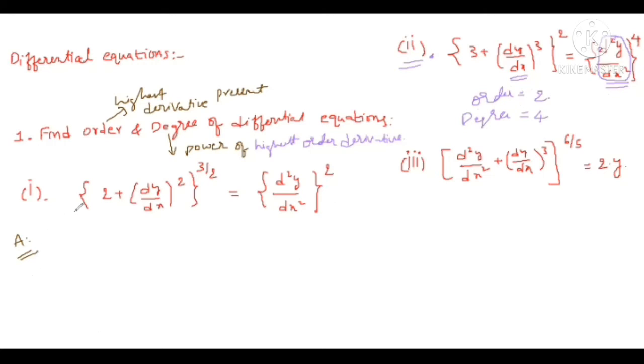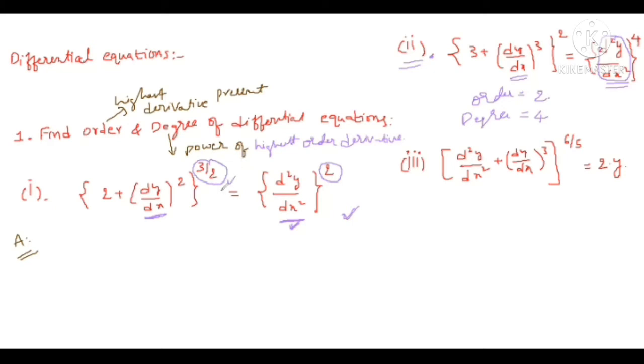And see the first problem. Here (2 + (dy/dx)²)^(3/2) = (d²y/dx²)². So this is the differential equation. For this one we have to find the order and degree. And here what is the highest order? Here the dy/dx term is there and here d²y/dx². So this one is the highest order. Before finding the power, here the power is 2, but here a fractional number is there.